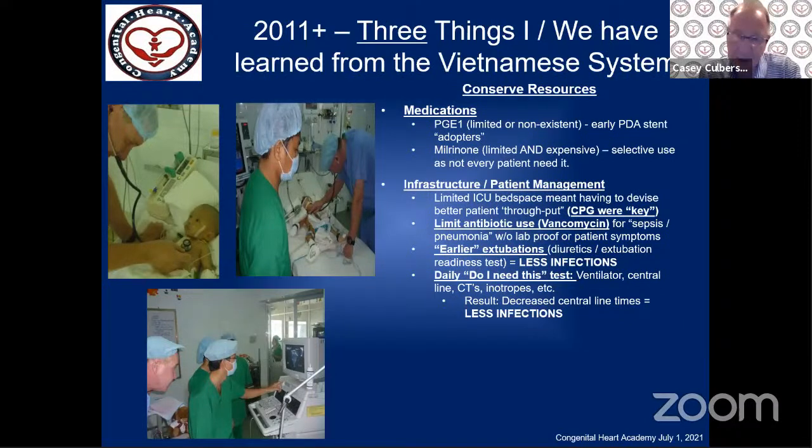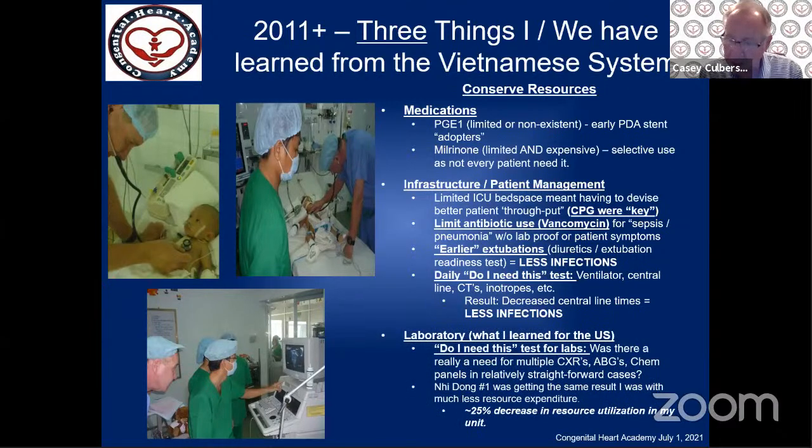And the practice guidelines or the flight plans were the key. We very much limited antibiotic use, especially vancomycin. We attempted earlier extubations using diuretics and extubation readiness tests, which led to less infections. And I started them with the "do I need this" test. So every day you ask the question, do I need this? Ventilator, central lines, et cetera. This resulted in decreased central line times and less infections.